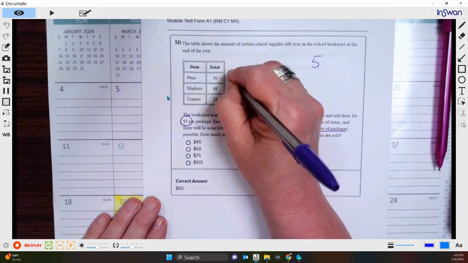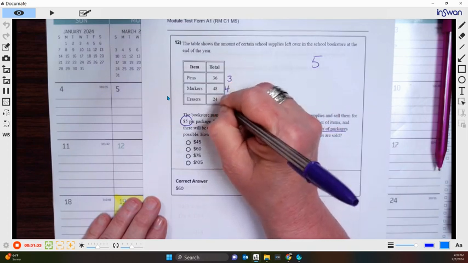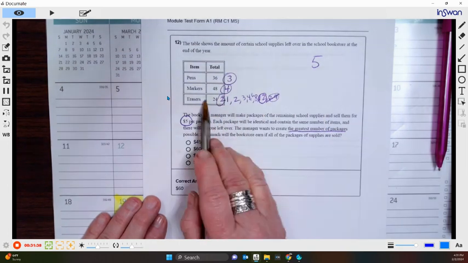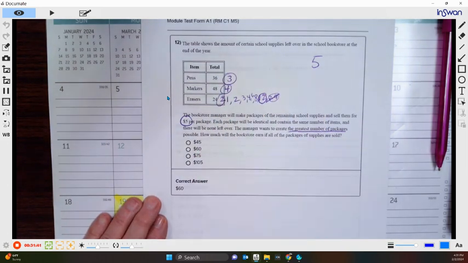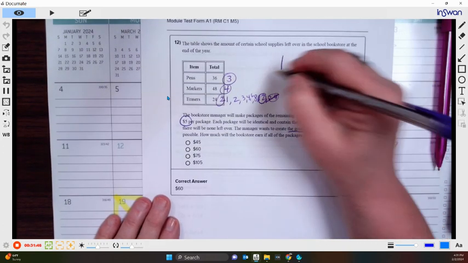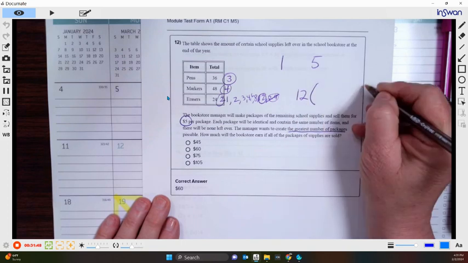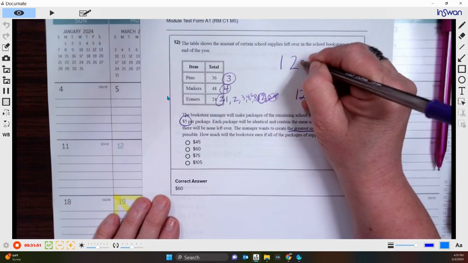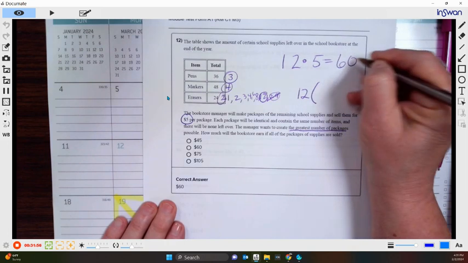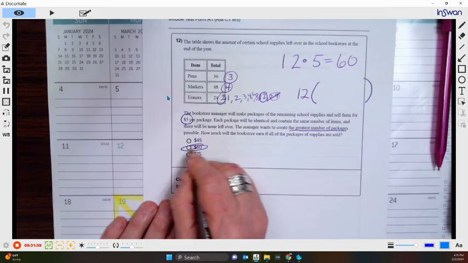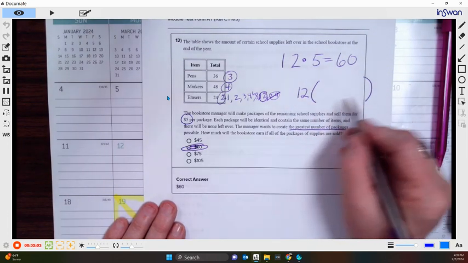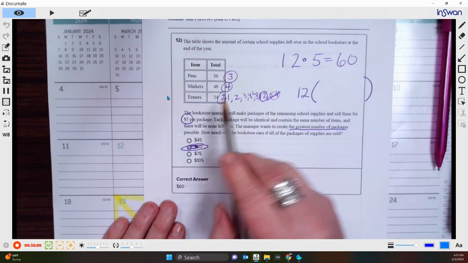12 went into 36 3 times, 12 goes into 48 4 times, and 24 2 times. So I'm looking at those values as what you would multiply times the greatest common factor to get it. So then that would become the number of packages we made. The greatest common factor is 12. All right, so I'm going to do 12 times 5. And I know that 12 times 5 is 60. So the amount of money that they would make would be $60.